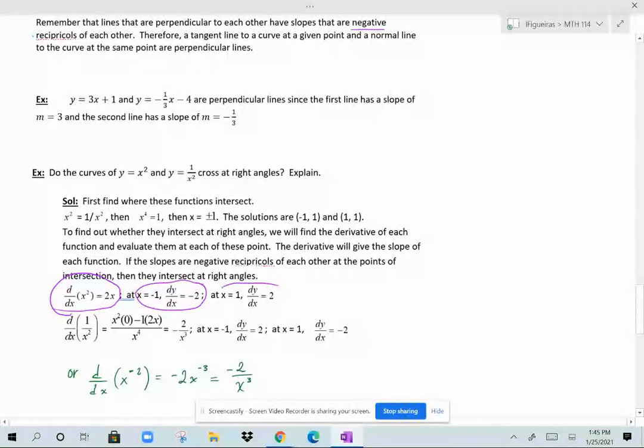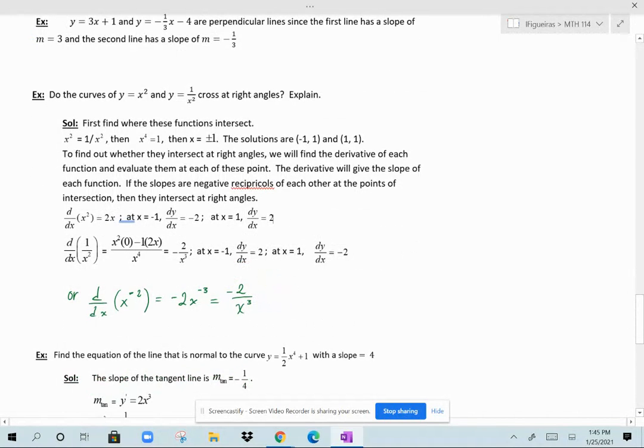When x is 1, my derivative is 2. So far I know that at x squared I have one slope that is -2 and another slope that is 2 on the parabola. So now we need to take the derivative of 1/x².